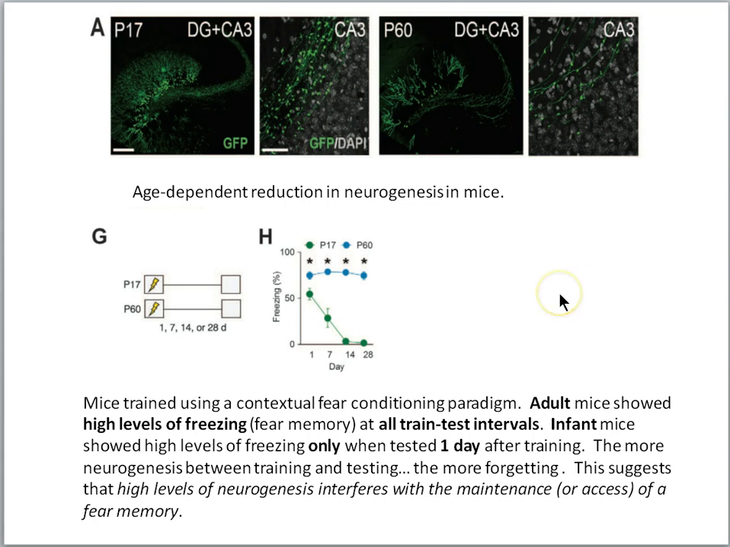Now, first the pictures at the top. The scientists are going to use a staining technique to stain newly born neurons. So this will be how they can visualize the magnitude of neurogenesis. And the animals used here will be mice, and P17 would be postnatal day 17, P60 would be postnatal day 60. So the adults are the P60 and the infant mice are the P17.